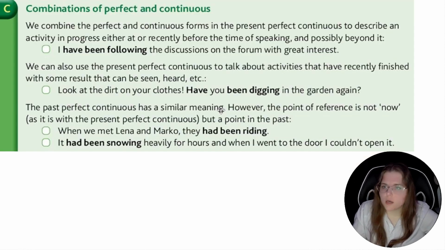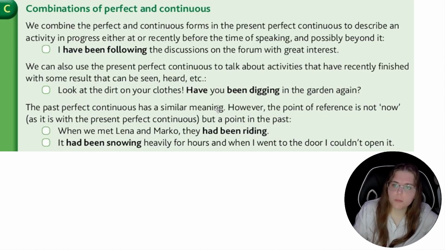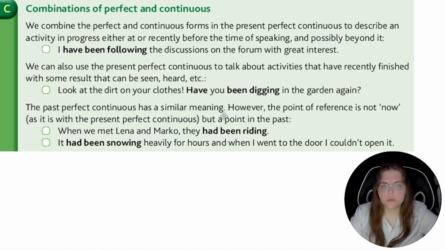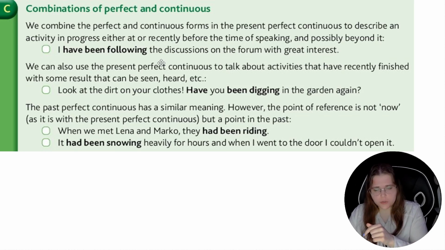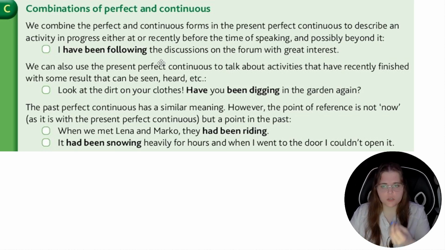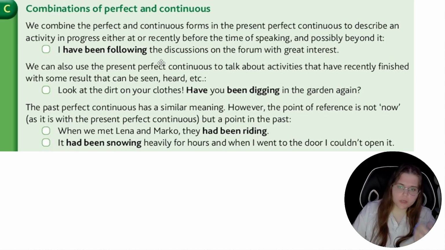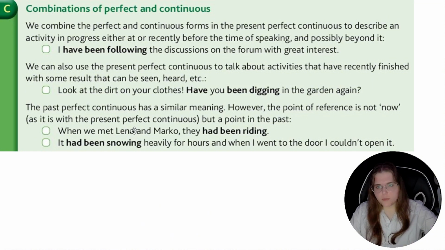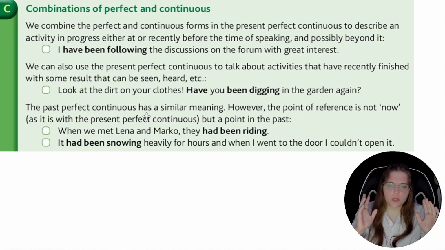Next, combination of perfect and continuous. We combine the perfect and continuous forms in the present perfect continuous to describe an activity in progress either at or recently before the time of speaking and possibly beyond it. I have been following the discussion of the forum with great interest. I have been following. It means that I started doing it some time ago. I am continuing doing it right now, and I will be doing it in the future. So I have been following, a very long action connected with the present moment, but it has really long duration.